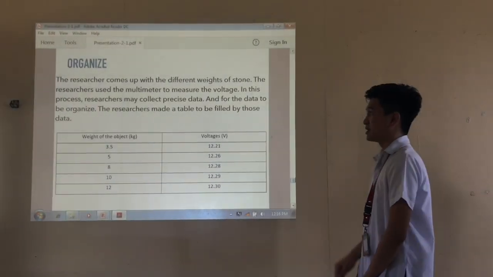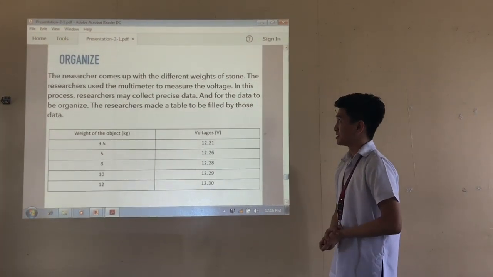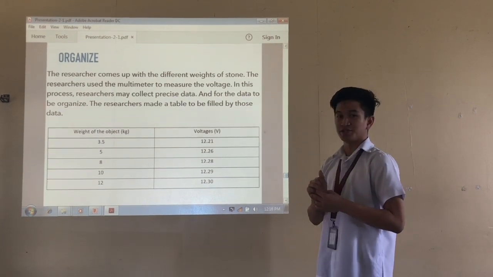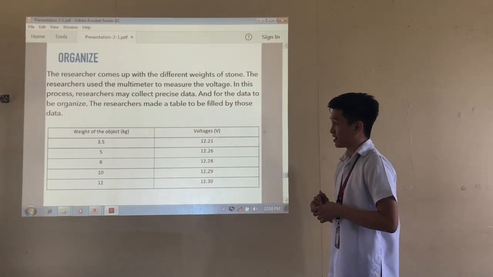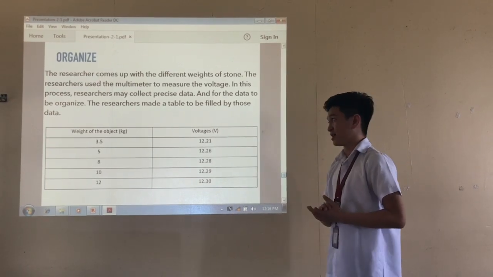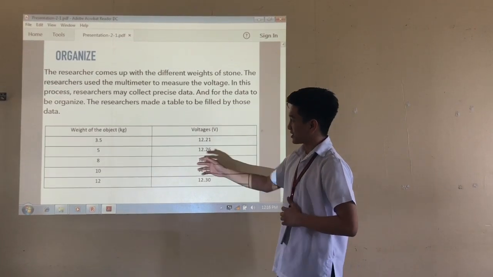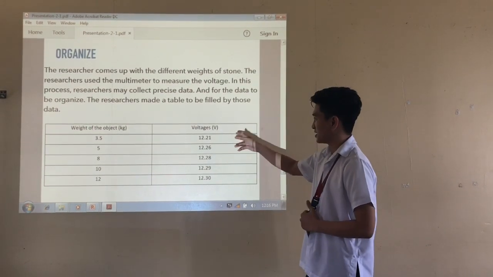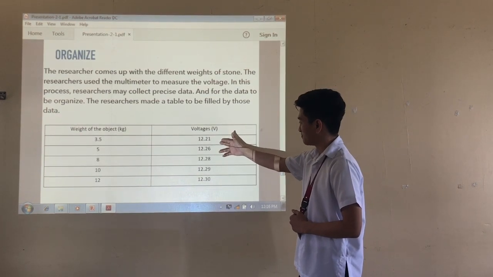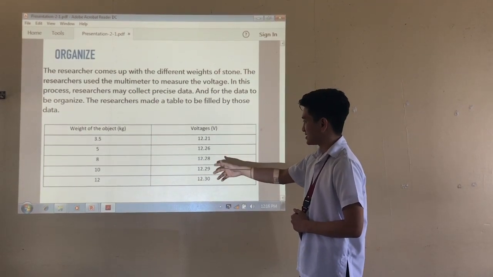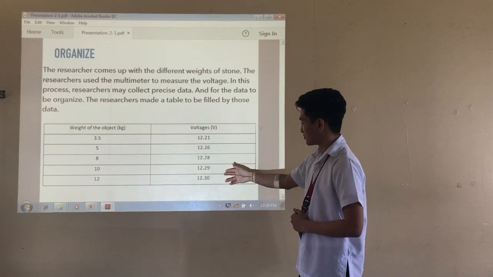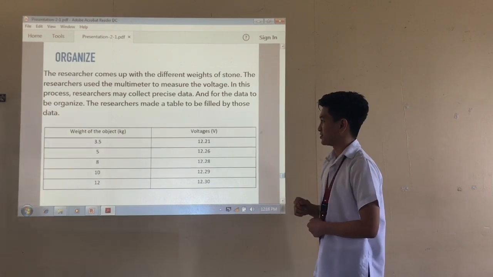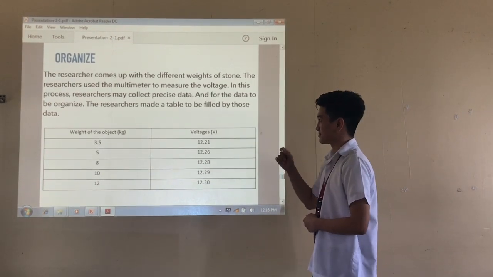Sa organize naman po ay gumamit naman po kami dito ng stones. Bali po, tinimbang po namin siya at yung ginamit po namin ay digital multimeter para makuha namin yung exact na voltage. Makikita naman po natin yung mga ginamit namin object na 3.5, 5, 8, 10, 12. Yung naman po namin voltage ay sa 3.5 ay 12.21, sa 5 ay 12.26, sa 8 ay 12.28, sa 10 ay 12.29, at saka sa 12 ay 12.30. Yun po yung mga nakuha namin exact na voltage through the weight po ng object na aming tinimbang.